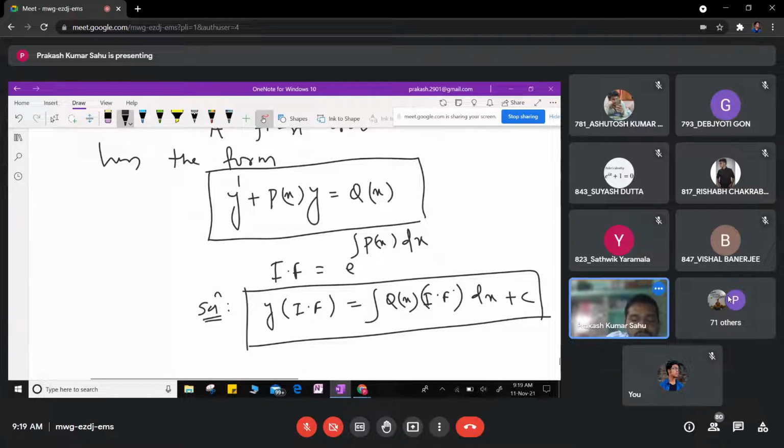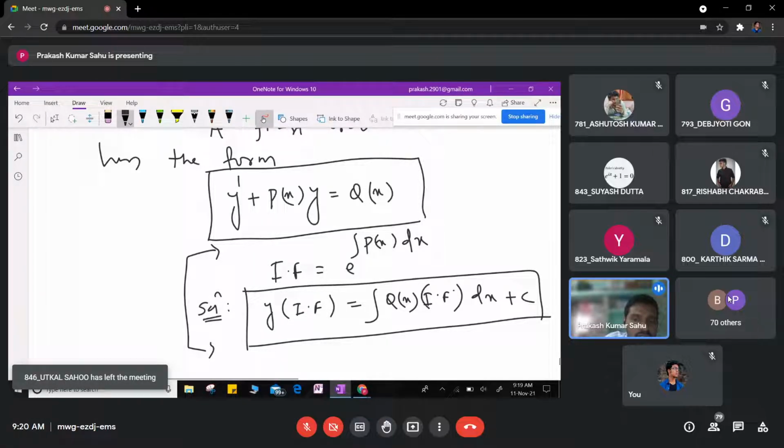Yes or no? Yes, sir. Have you studied or not? Yes, sir. Okay, so this is the procedure you know. You find the integrating factor, that is e to the power integration of p of x dx. Then the solution is y into integrating factor is equal to integration of q of x into integrating factor dx plus c. This procedure, you know, is to solve a linear differential equation of the form y dash plus p of x into y is equal to q of x.